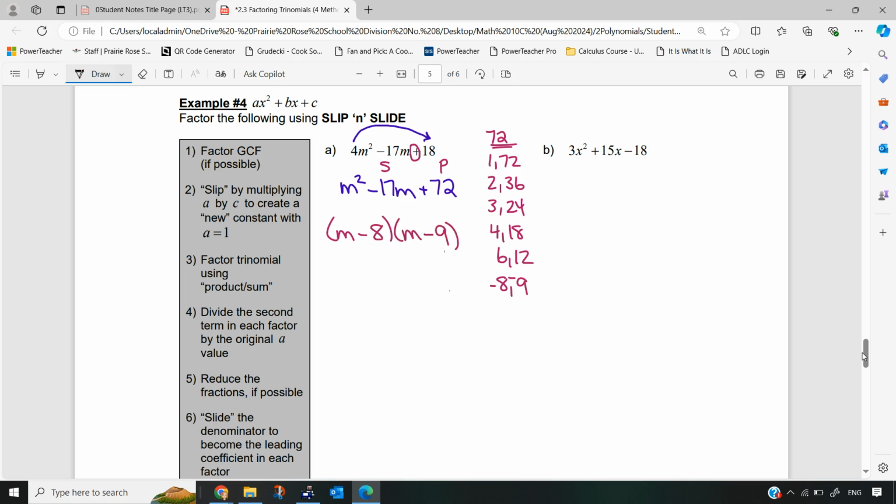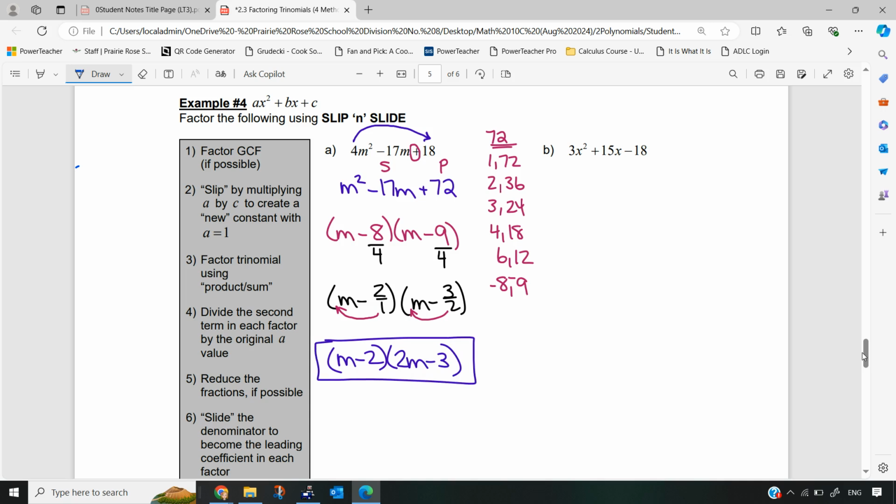But remember that we created a new trinomial by multiplying the 4 by the 18, so we need to reverse that process. So we're going to divide each of these by 4 and then reduce our fraction. So m minus 8 over 4 is m minus 2 over 1, and m minus 9 over 4 is m minus 9 over 4, which can't reduce. The last step is to slide that denominator back to the front. The first factor won't change anything, so I'm just going to have m minus 2, and here I'm going to have 4m minus 9.